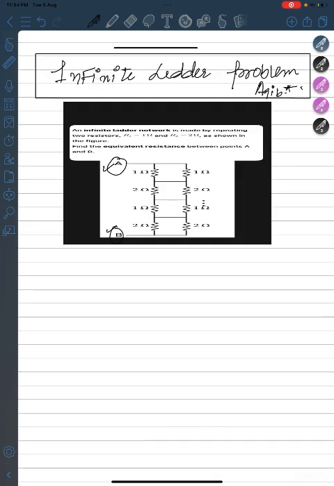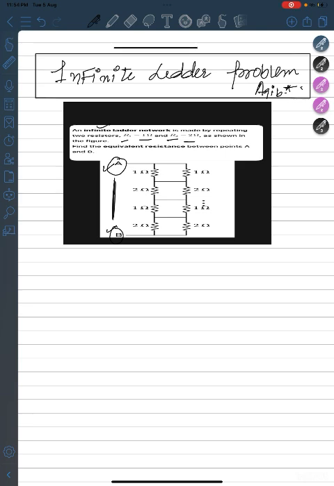So one clever assumption and boom, your question will be solved. So let's go with this question. The question says that there's an infinite ladder. So first look at this point, that's infinite. The infinite ladder network is made by repeating two resistances, R1 and R2, where R1 is equal to 1 ohm and R2 is equal to 2 ohm, as shown in the figure. You have to find the equivalent resistance between point A and point B.